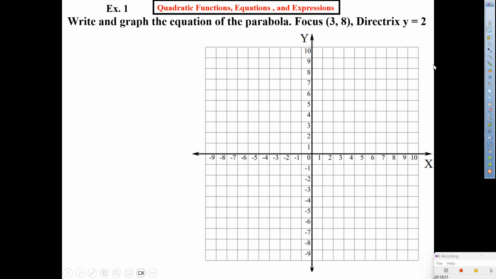Example 1. Write and graph the equation of the parabola, focus 3, 8, directrix y equals 2, and then make a little coordinate plane on the right side of that, and I'll give you some time. Go.